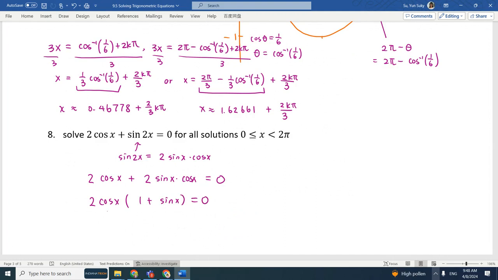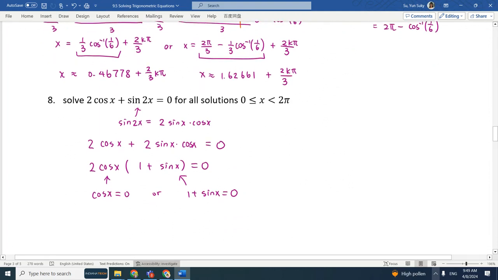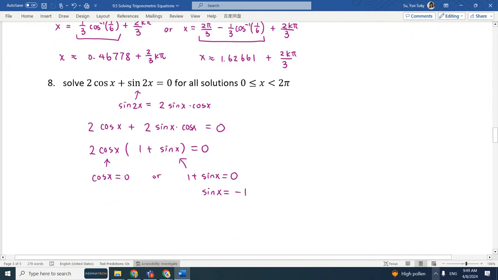So what do you do? You set the first factor to 0 or the second factor to 0. You get mini equations. Do you have to change the sine in terms of the cosine? We don't need to, right? In each mini equation, we only have one type of trig function, and that's good. So cosine x is 0, that's already isolated. How about sine x? Negative 1.